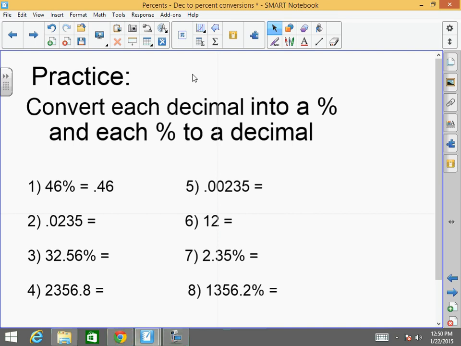Okay, so how do I turn 0.0235 into a percent? What would the answer be? It would be 2.35%. Very good. How about number 3? How can I turn 32.56% into a decimal?